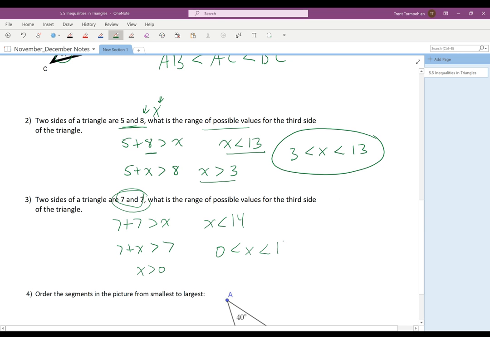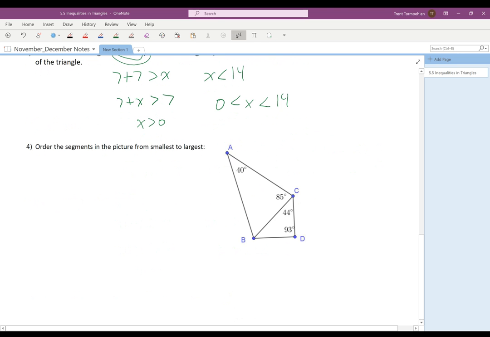is less than 14. And then finally, it says order the segments in the picture from smallest to largest. Again, you're going to do like we did in the last one, where you're going to find the angle. And so this is going to be 55. We just subtract from 180. This one, you're going to get 43.